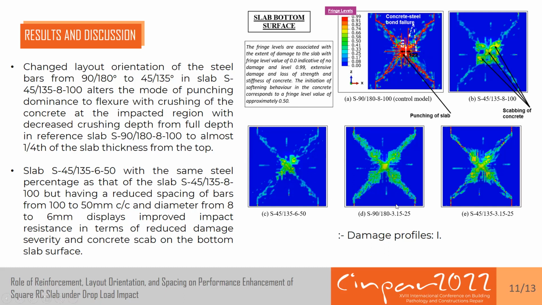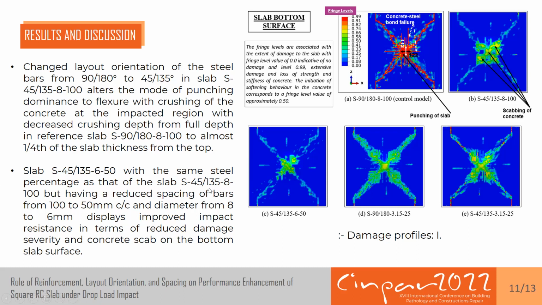However, by replacing the steel bars with welded steel wire mesh, the severity is not much reduced, and therefore the damage to this slab is slightly higher as compared to the slab having steel rebars. So changing the layout orientation of the steel bars from 90-180 to 45-135 in this model alters the mode from punching dominance to flexure with crushing of the concrete at the point of impact, with a decreased crushing depth, from full depth in the reference slab or control model to almost one-fourth of the slab thickness from the top.